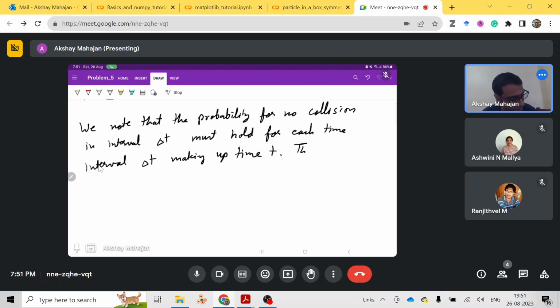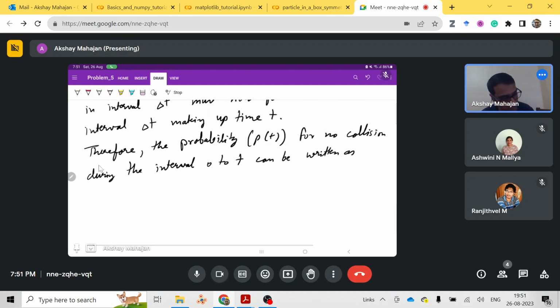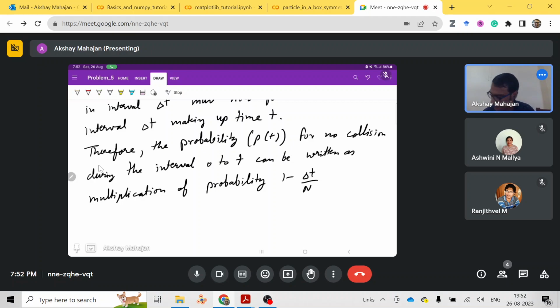Alright, and therefore the probability, I will denote it by P of t, for no collision during the interval 0 to small t, can be written as the multiplication of probabilities, 1 minus delta t by n, for each of the n intervals.